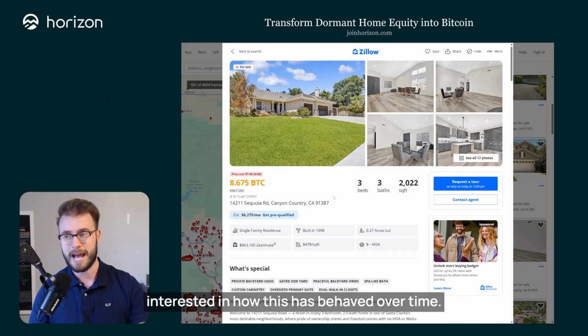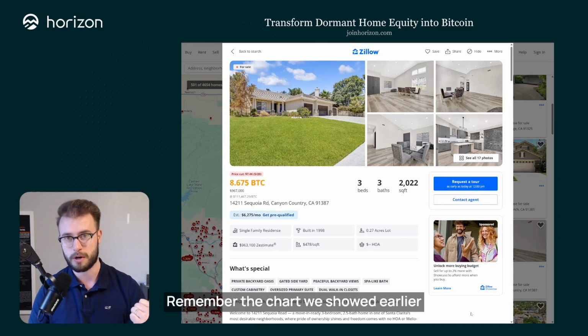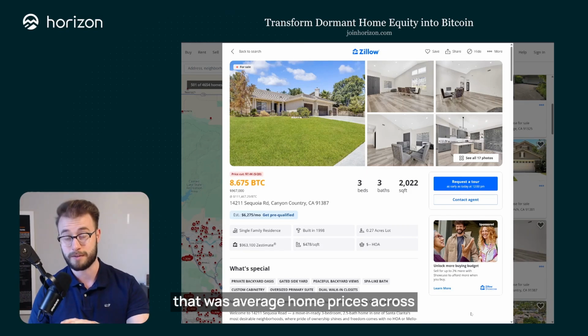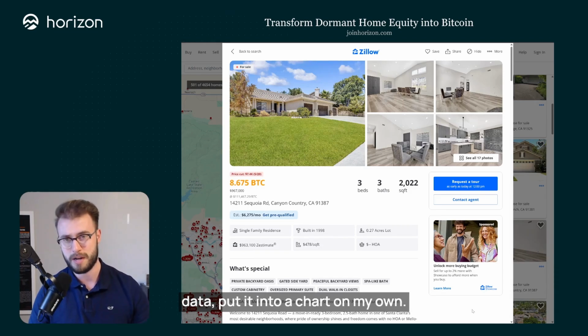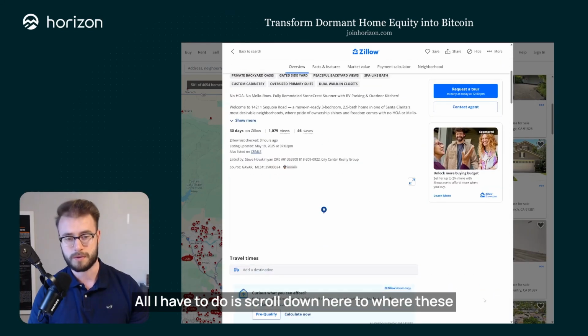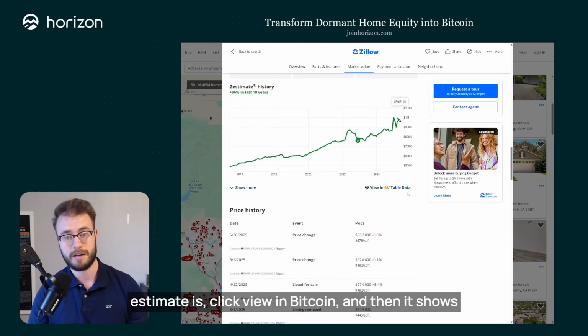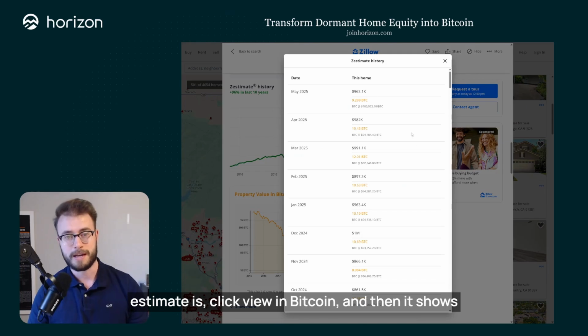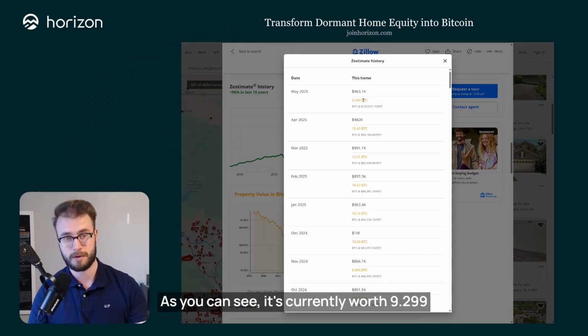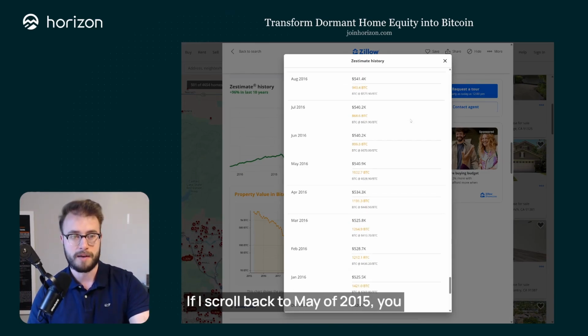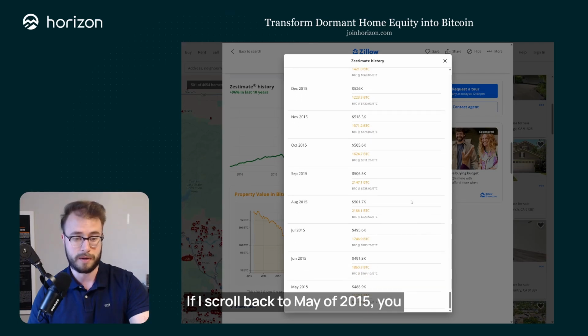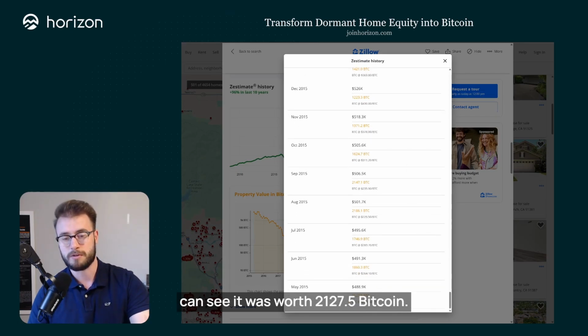But I'm more interested in how this has behaved over time. Remember the chart we showed earlier? That was average home prices across the United States in Bitcoin terms. I want to do that for this house I'm looking at right now. I don't want to take the historical price data and put it into a chart on my own. All I have to do is scroll down to where the Zestimate is, click View in Bitcoin, and it shows me all of the historical price data in Bitcoin terms. As you can see, it's currently worth 9.299 BTC as of the last Zestimate in May of 2025. If I scroll back to May of 2015, you can see it was worth 2,127.5 Bitcoin.